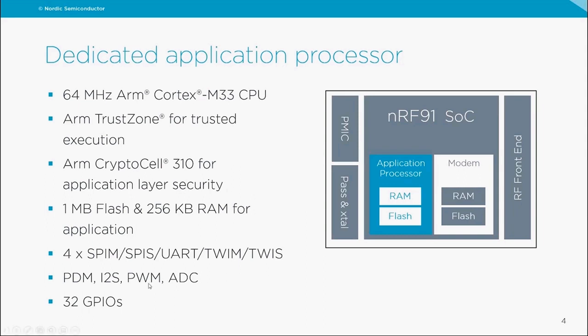The application processor has a megabyte of onboard flash and 256 kilobytes of RAM for use by the application. We'll show more in a couple of slides what is going into that memory. And it also features a wide range of standard MCU peripherals and 32 GPIOs.